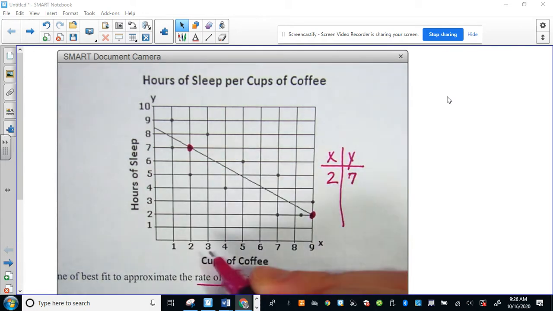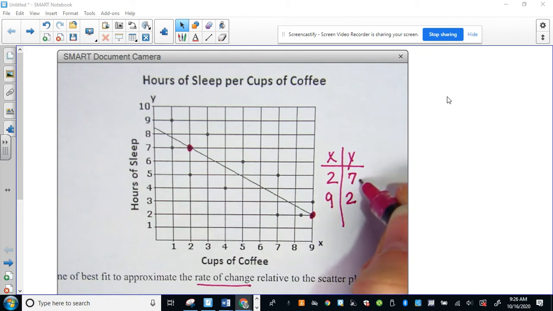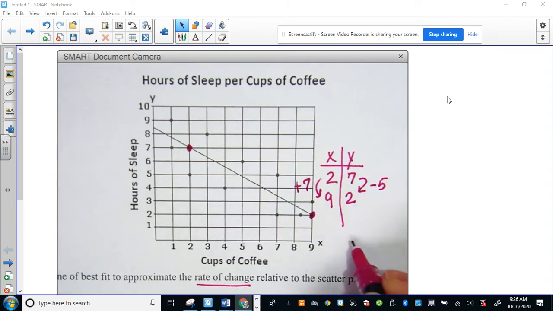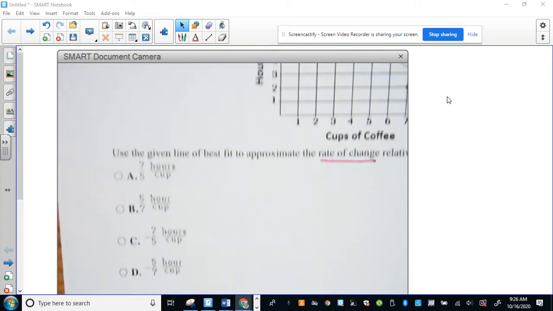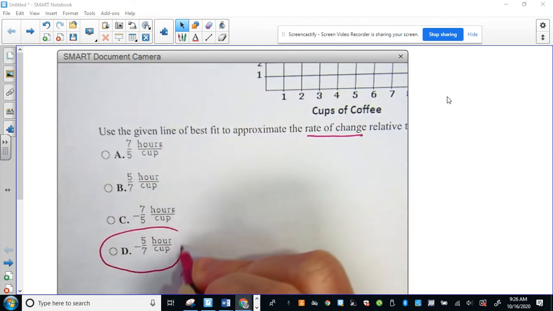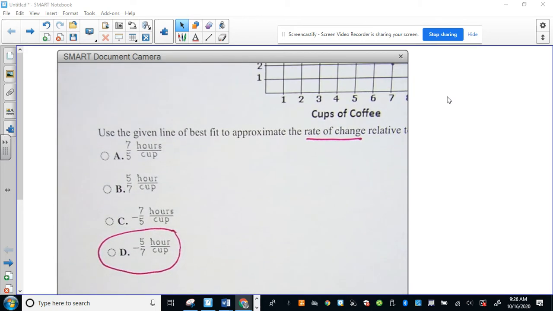That's 7 hours of sleep. And 9 cups of coffee, oh my goodness, I would not sleep at all, is 2 hours of sleep. So here we're going down by 5. And here we're going up by 7. So if we did that as a fraction, it would be negative 5/7. Change in y's over change in x's. Negative 5/7 for your rate of change.